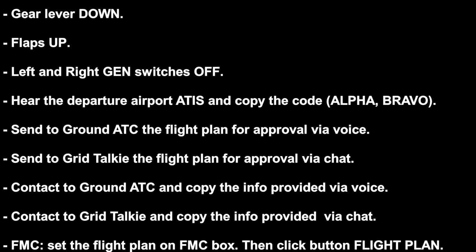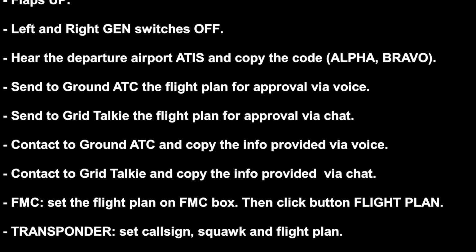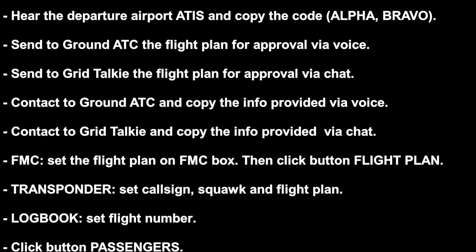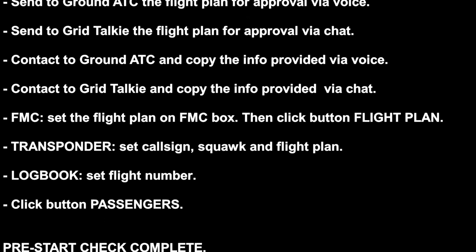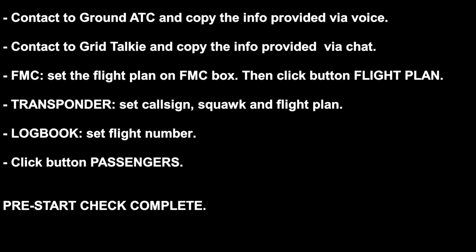Send to ground ATC the flight plan for approval via voice. Send to Grid Talkie the flight plan for approval via chat. Contact ground ATC and copy the info provided via voice. Contact Grid Talkie and copy the info provided via chat.